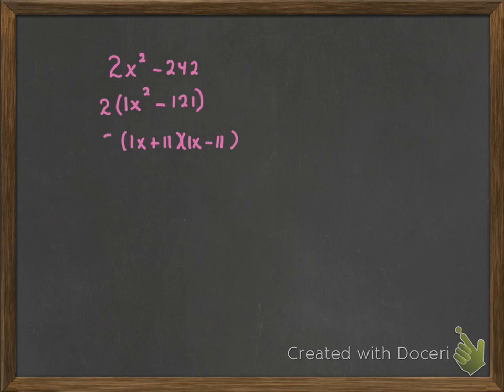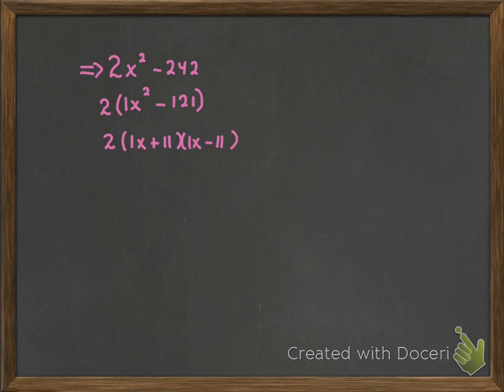But the one thing I have to remember here is to bring down my 2 with it. So 2x squared minus 242, although it may not look like a difference of perfect squares at this point, by factoring out the greatest common factor, we do in fact get a difference of perfect squares. So that's something that you will need to recognize.